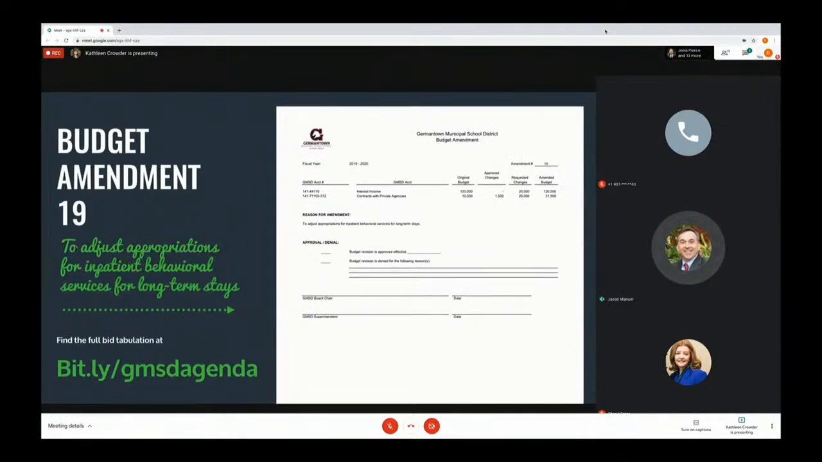Budget amendment number 19. I'll let Mr. Bland explain number 19. So this budget amendment is to cover predicted costs incurred with students that we have in healthcare facilities. We presently have 5 students in facilities and 3 have been there long term. So we need to move additional funds to cover those costs. Any questions?